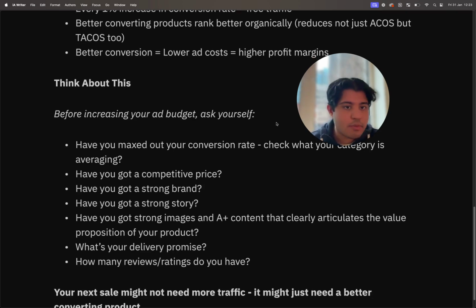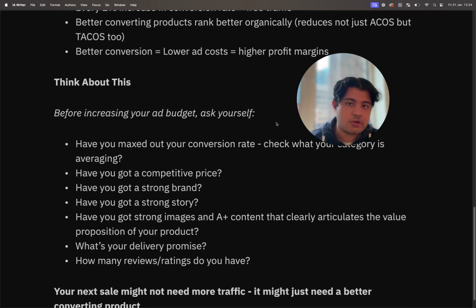What's your delivery promise like? If you're delivering 5 days from now versus your competition who are all Prime delivering next day, you're not going to convert as well as your competition. So you need to take that into account as well. How many reviews and ratings do you have? If you have a 2.5 star product and you're pumping money into ads, that's a recipe for wasting a lot of money on ads.